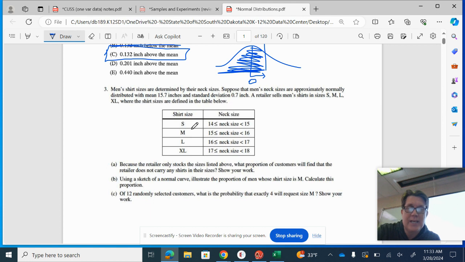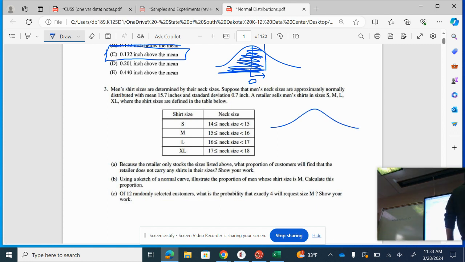All right, men's shirt sizes. Now, this is an open response question, an old one. Men's shirt sizes are determined by their neck sizes. Suppose they're normally distributed with a mean of 15.7, standard deviation 0.7. A retailer sells men's shirts in sizes small, medium, large, XL. Okay, and they give these sizes. So it does give us a mean of 15.7, standard deviation of 0.7.